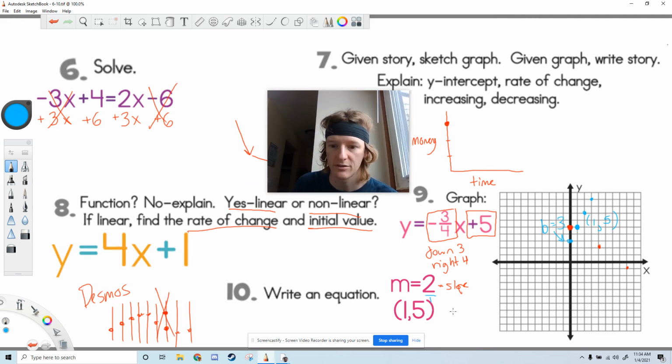So if we know m is 2 and b is 3, now we can use those, and we can say y equals mx plus b. Write this equation, but instead of the letter b, there it is. Instead of the letter m, there it is.